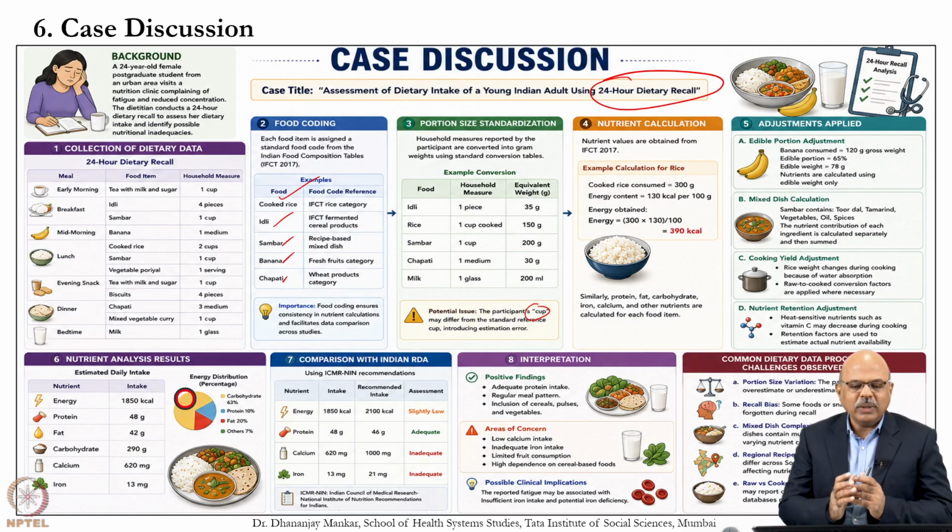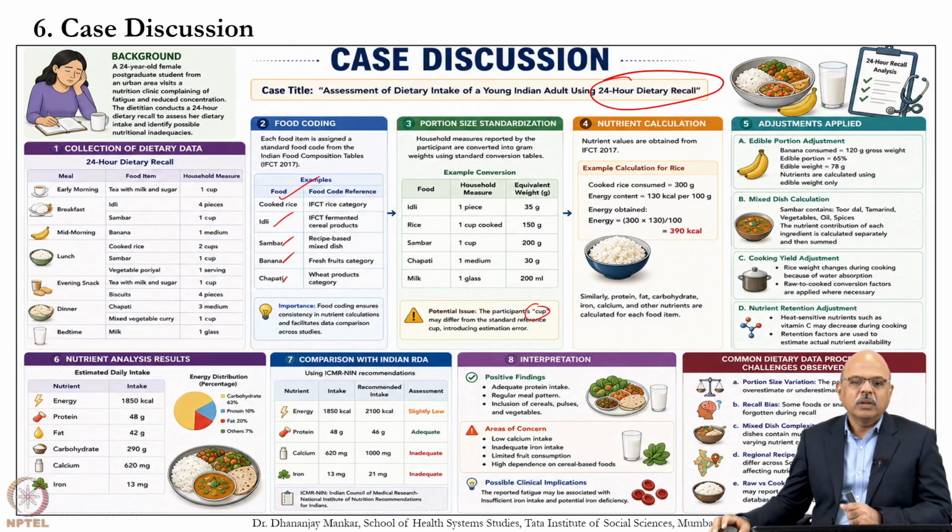What is the comparison with Indian RDA over here? So you may say the energy in the assessment is slightly low because of the consumption, whereas the protein is 48 grams, which is against the recommended intake of 46 grams, so it is adequate. Calcium is inadequate and iron is also seen to be inadequate.